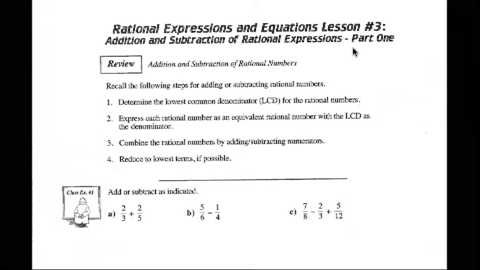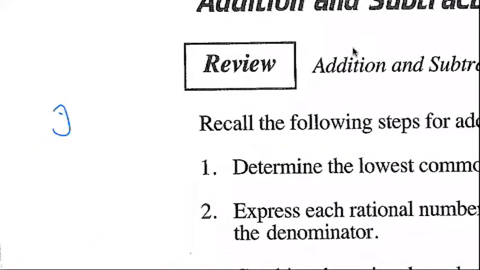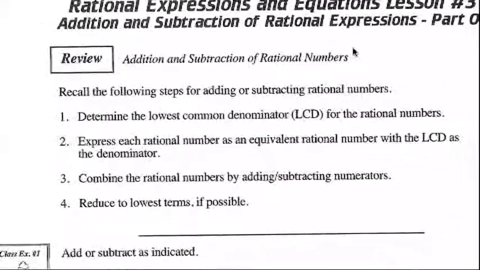So remember that a rational expression is basically any number that can be written as a fraction, correct? 2 over 3 is a rational number. A rational expression would be 2 over 3 plus x or something like that, or 2x plus 1 over 3 plus x. So we are going to get into adding and subtracting rational expressions, which means we're basically adding and subtracting fractions.